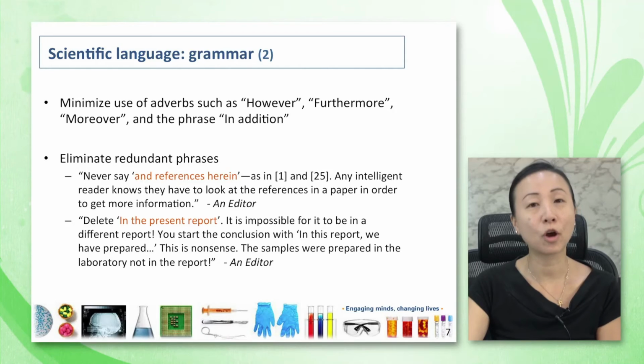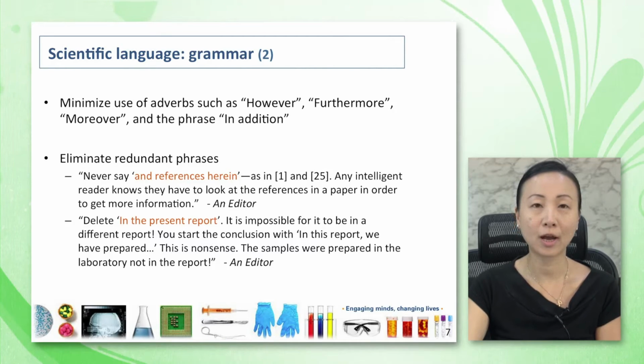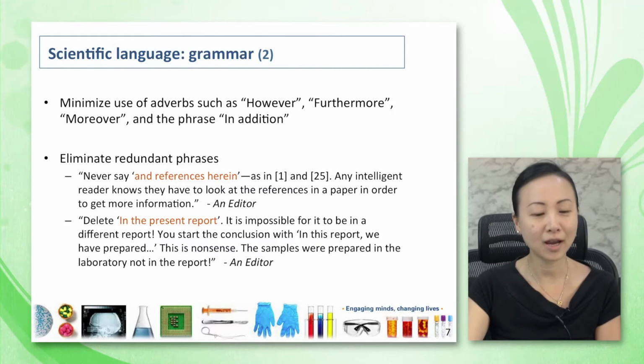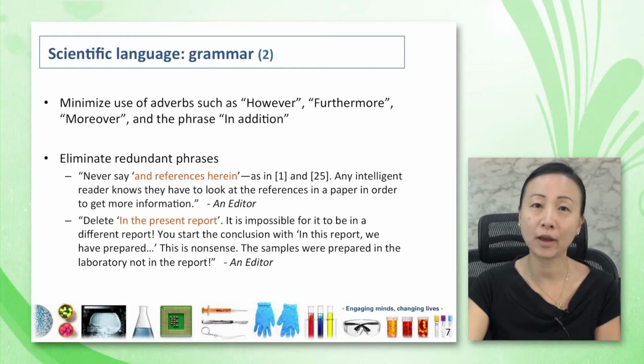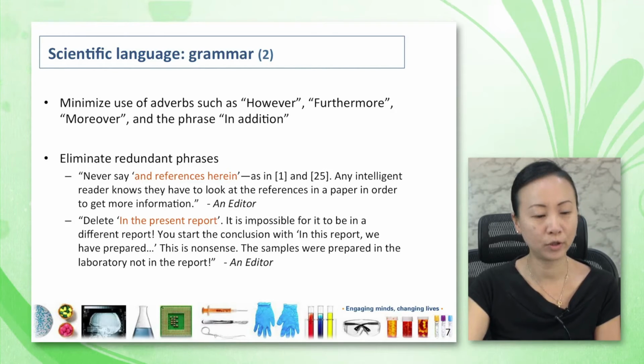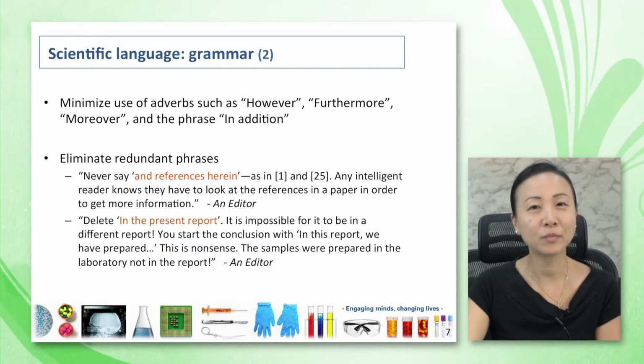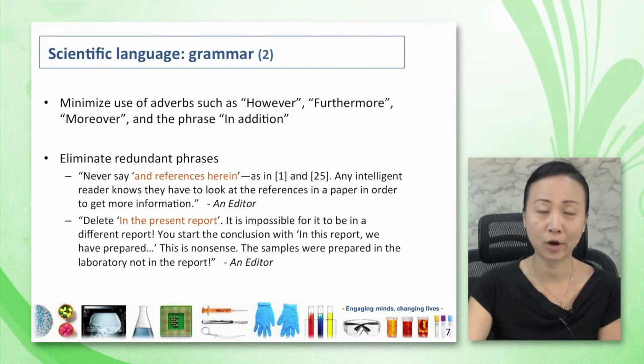Minimize the use of commonplace adverbs such as however, furthermore, moreover, and the phrase in addition. I'm not saying that you should avoid using them altogether, but they do tend to be overused, so be alert and use them in moderation. I have seen papers where authors use these words to start every sentence in a paragraph. I would suggest that you limit the use of these adverbs to not more than once per paragraph, perhaps at the beginning of each paragraph.